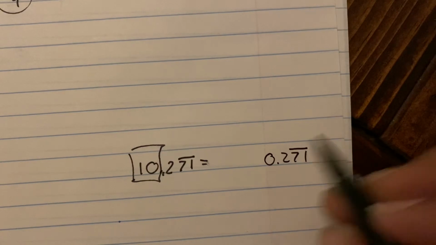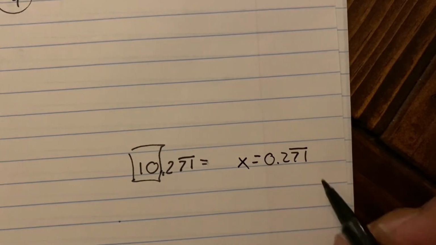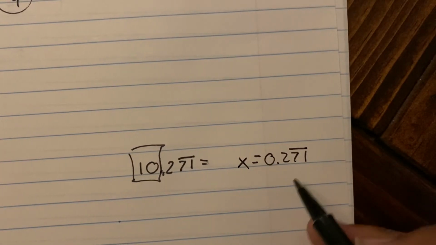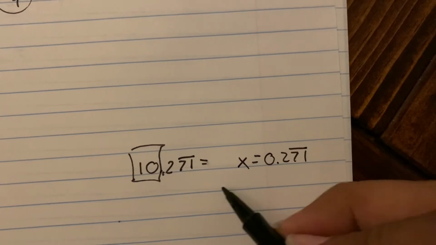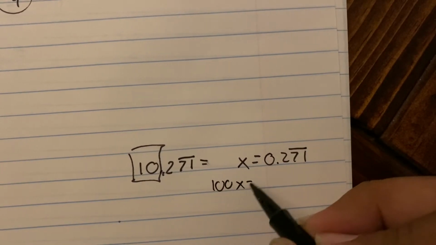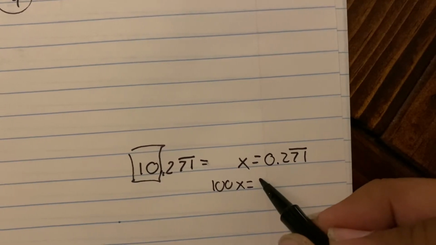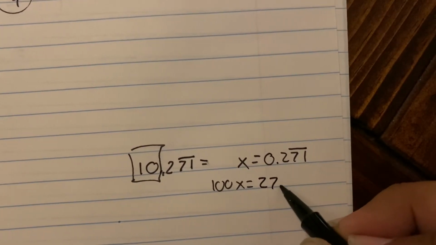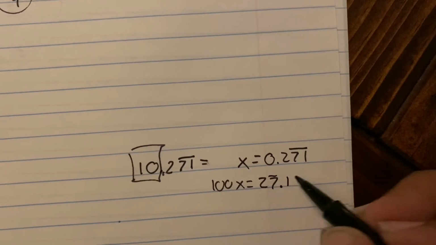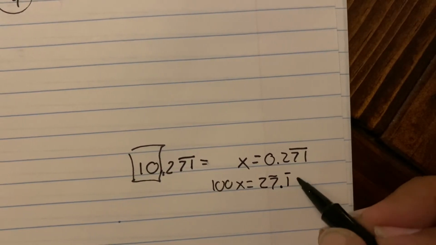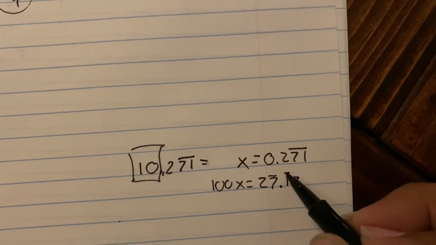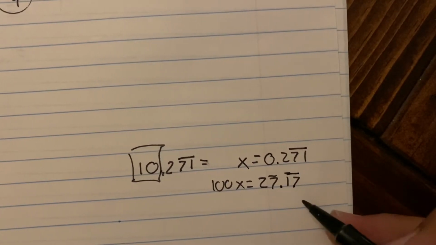0.271, and the 71's repeating forever. I'm going to make it equal to x. This time I'm going to multiply by 100 because the 71 is repeating forever. So this is 100x equals, move this over twice, and I get 27.1, right? And remember, the 1 is repeating forever, and so is the 7. So we're going to have it like that, 1, 7 forever.